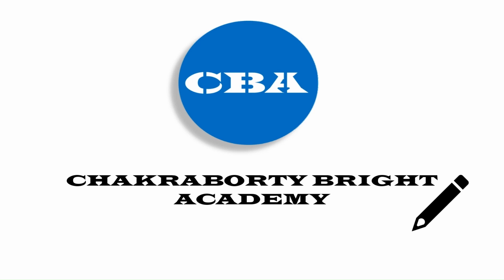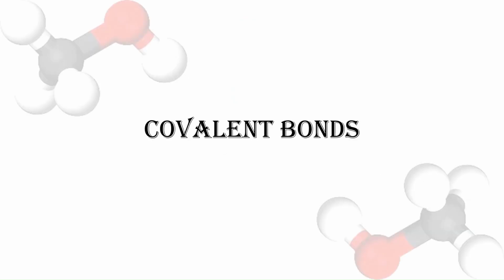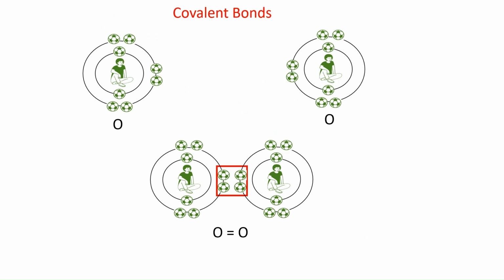Hello friends, today we are going to study about covalent bonds. What are covalent bonds? Covalent bonds are the bonds that are formed due to sharing of electrons.